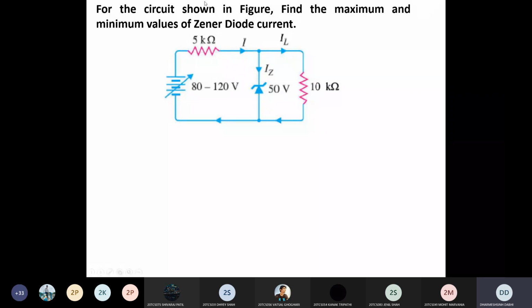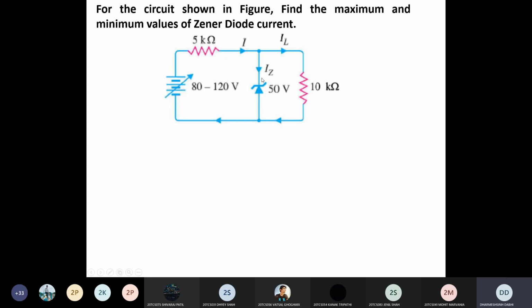So here you can see in the circuit diagram, the supply voltage is given as 80 to 120 volt. It means it is a variable voltage source. Here the variable voltage source varies between a minimum voltage of 80 and a maximum voltage of 120. You can see the symbol of this supply, this arrow indicates a variable voltage source. And in series, you connect the 5 kilo ohm resistor. And here the Zener diode is connected in reverse direction.